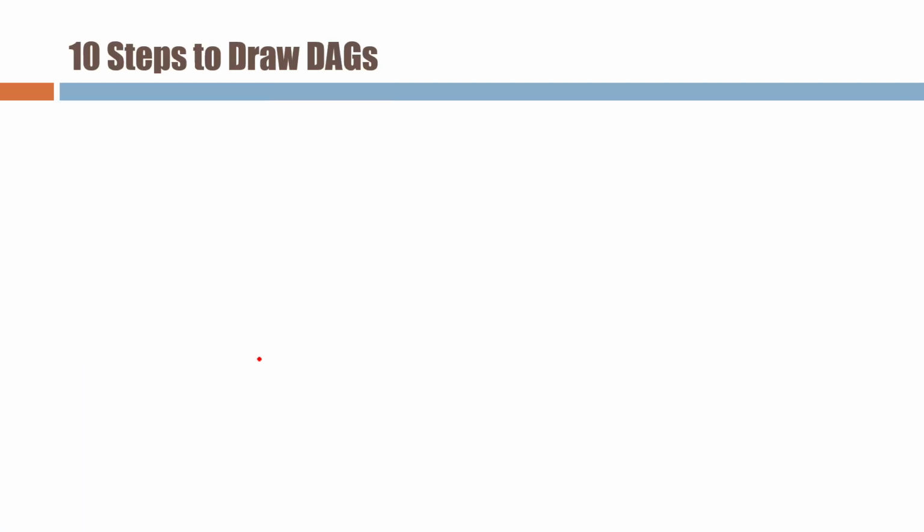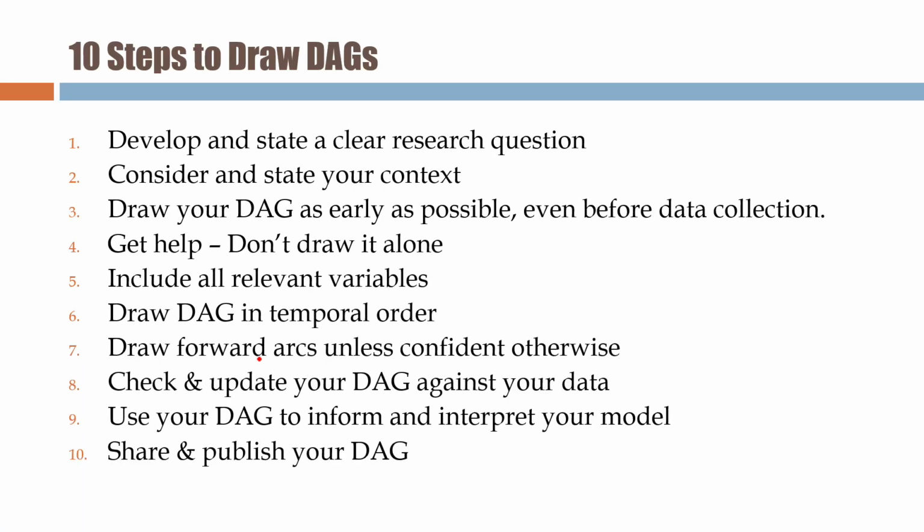Okay, so the first step to draw DAGs is to develop and state a clear research question. First, you have to find out what you are trying to find out. You cannot just collect the data and then study the data to see what you can find. In that way, you cannot draw the correct DAG. You never know if your DAG is correct, and you will have a pretty bad DAG. So you have to state what is the thing you want to find out.